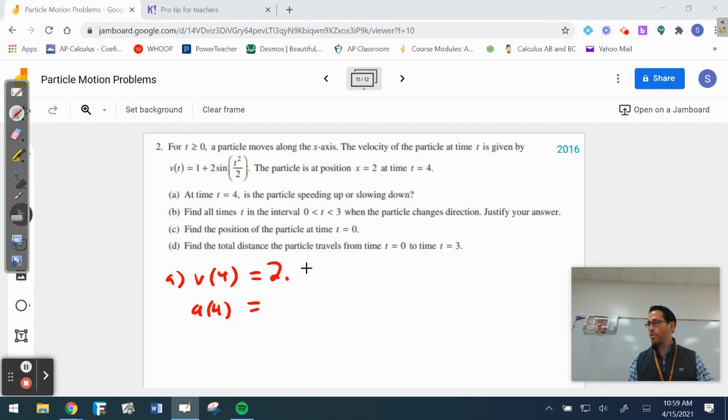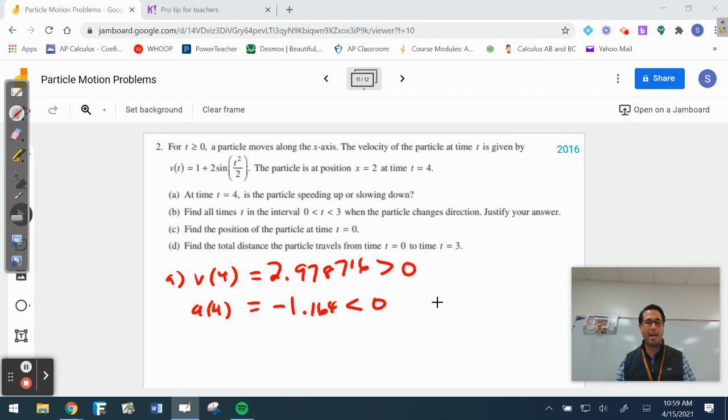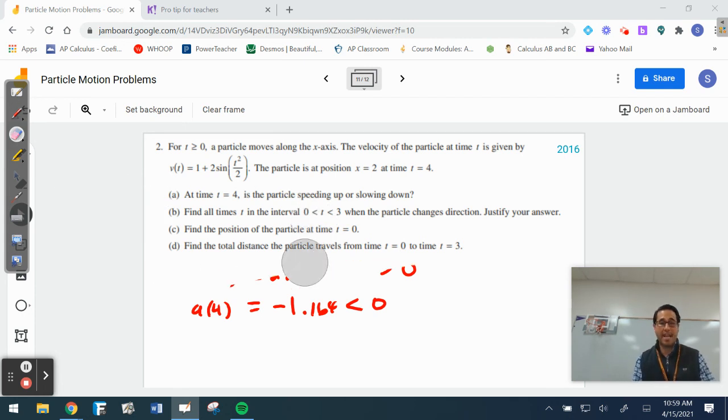Okay, so hopefully you did pause it and you tried it on your own, and I get greater than 0 for the velocity at 4, and for acceleration, which is the derivative of velocity, I get something less than 0. So then you make the conclusion that this is slowing down, and it's slowing down because velocity and acceleration have different signs. And make sure you write that reasoning down, okay?